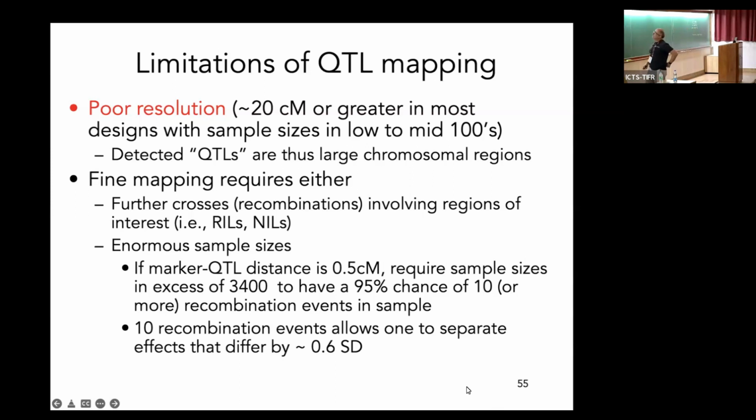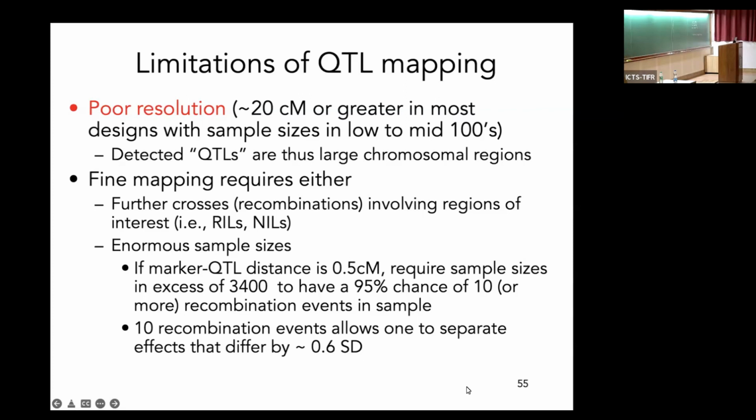So suppose the marker and QTL are half a centimorgan apart. That means a c of 0.005, a half of a percent. I need about 3,400 individuals to have a 95% chance of seeing 10 or more recombination events in here. 10 or more recombination events allows me to separate sites that differ by about half a standard deviation. So you can't do fine mapping with QTLs.